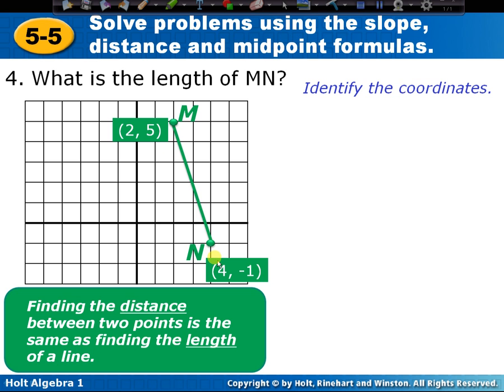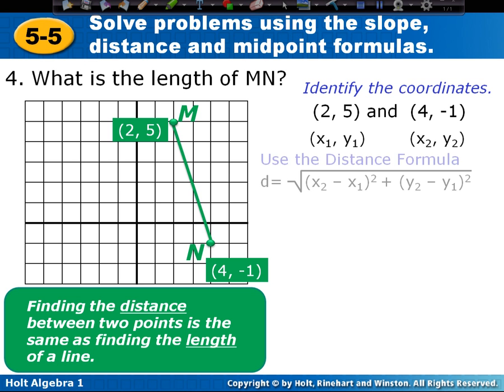This one's (4, -1), meaning that from the origin I had to go to the right 4, so that's where the positive 4 came from, and then I had to go down 1, so that's where the -1 came from. So I'm going to identify those coordinates, and this is where you're going to start writing down. You're going to write number 4, and you're going to write these 2 points down, (2, 5) and (4, -1). You're going to go ahead and label those points x1, y1, x2, y2. And you're going to go ahead and write down your distance formula again.